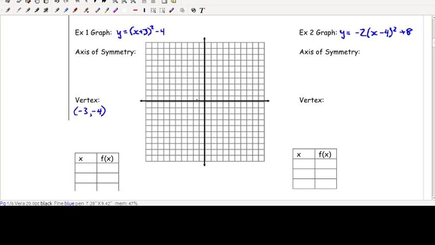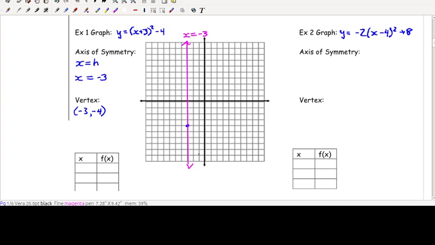So if I put that on my graph, 1, 2, 3, 1, 2, 3, 4, there it is, -3, -4. For my axis of symmetry, I know that's going to end up going right through my vertex, but maybe I'll graph a little bit more to make sure. No, let's do it now. So my axis of symmetry, remember, is always x equals h. It's going to be a vertical line, so in this case it's going to be x equals -3, going straight through my vertex. There's my axis of symmetry. Make sure you label it x equals -3.